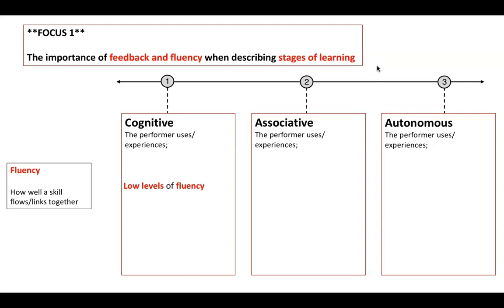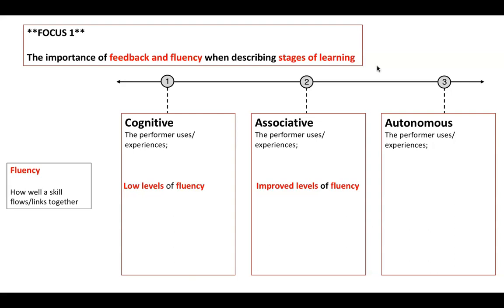So if you're asked to describe a characteristic of the cognitive stage of learning, feedback, fluency, you've got to remember, and we just remember low levels of fluency for the cognitive stage, then we're in. If we think fluency, we're in, because if we think of the associative stage, that's when we get a bit better. So we become more improved in the associative stage. So fluency goes from having low levels to improved levels of fluency.